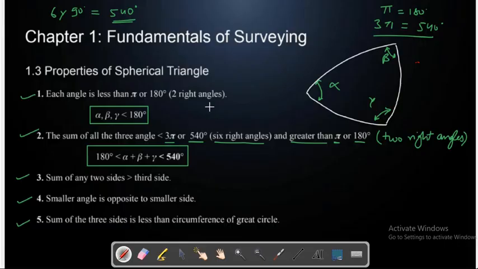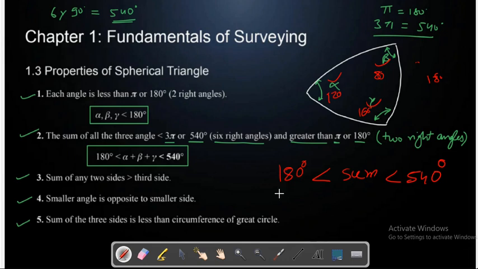Next, some of the properties of a spherical triangle. Each spherical interior angle will be less than 180 degree. That means this may be 120 degree, this may be 80 degree, this may be 160 degree, but each individual angle should be less than 180 degree. And if you consider the sum of all these interior angles, it will be in the range of 180 to 540 degree.